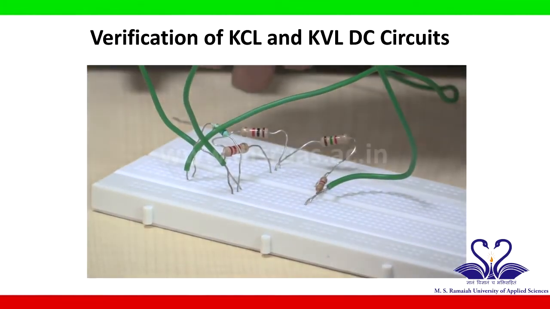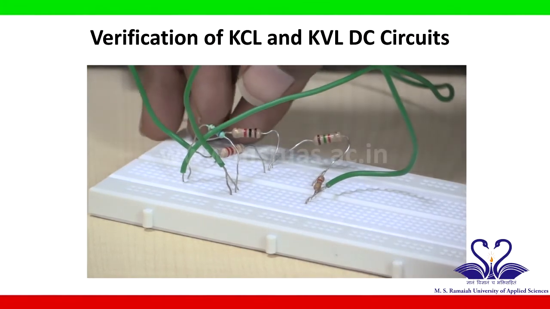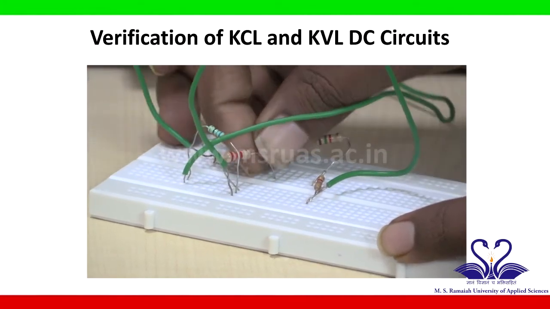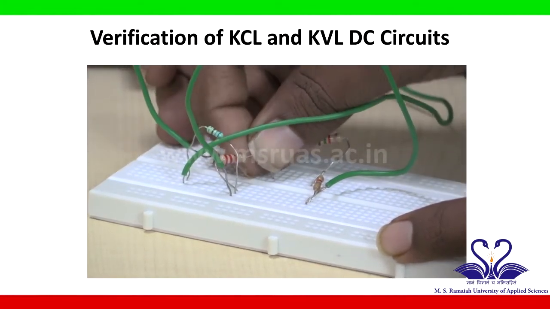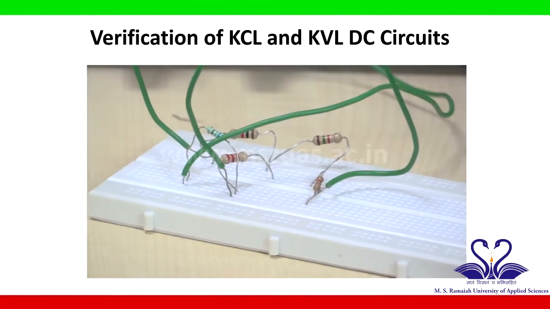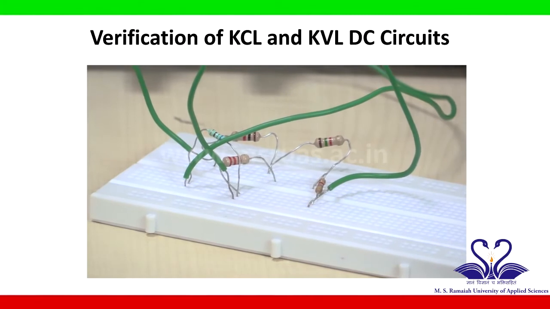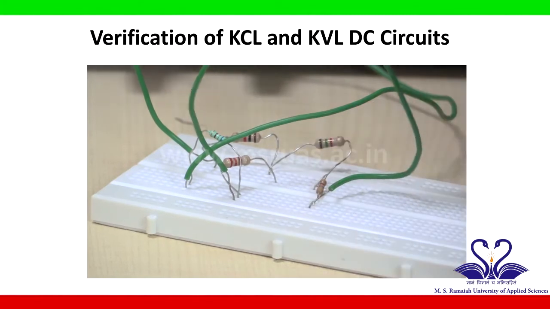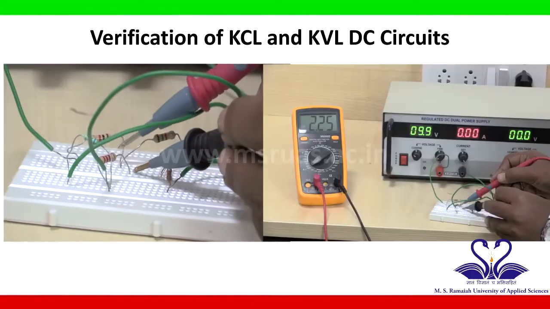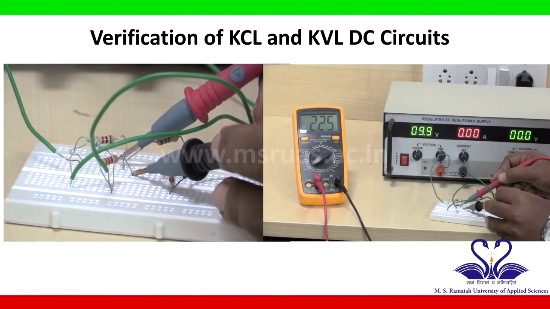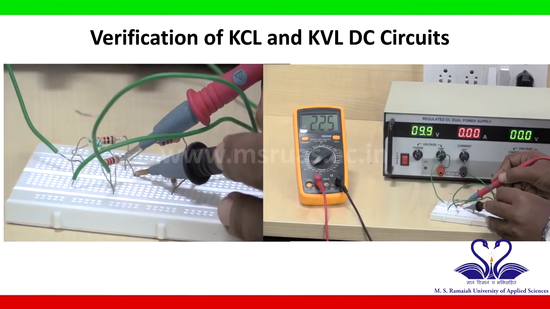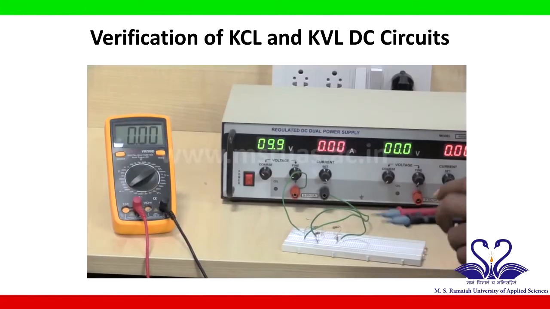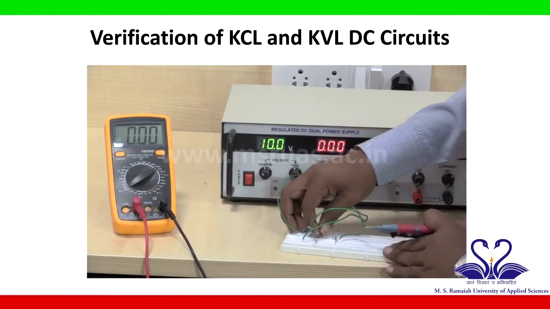Now disconnect one end of R2 to measure the current flowing through the R2 and connect it anywhere else in the circuit, and make sure that it should not be linked with any other resistors. Now connect multimeter probes to measure the current flowing through the R2. Now you can observe the value of I2, that is nothing but current flowing through R2. It is showing that 2.25 milliamperes. Now connect the circuit as it is.